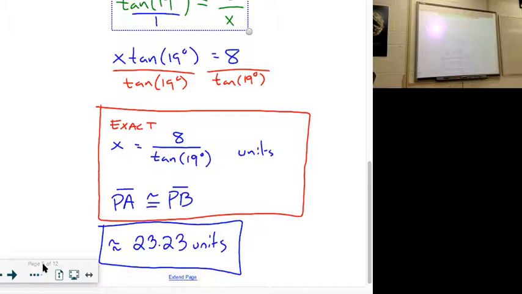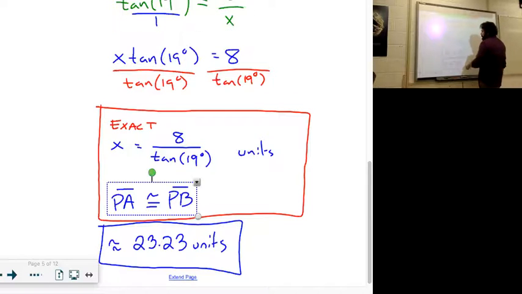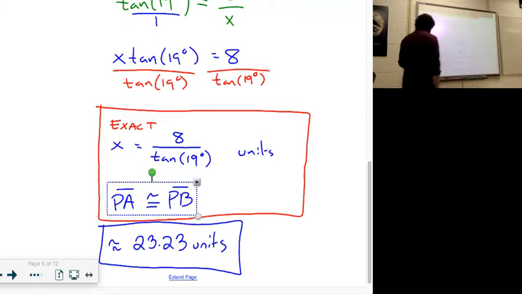That's a linear unit of measure. The units were not given like centimeters or inches, so we just write units. We also know that segment PA and PB are congruent because they are tangent. And the approximate value here is 23.23 units. Remember, you need to include units now because you're going to be identifying angle measures and linear measurements. And you have to specify the unit of measure there. Is it centimeters or is it degrees?